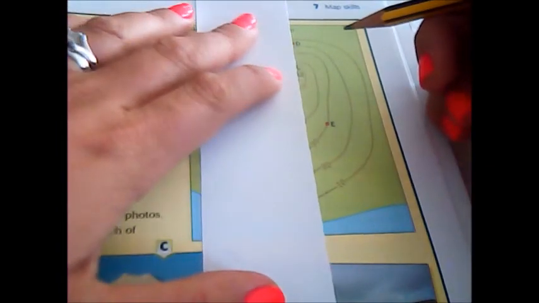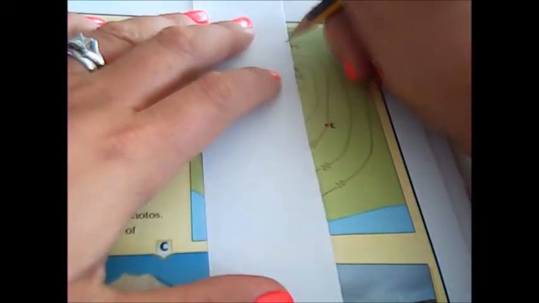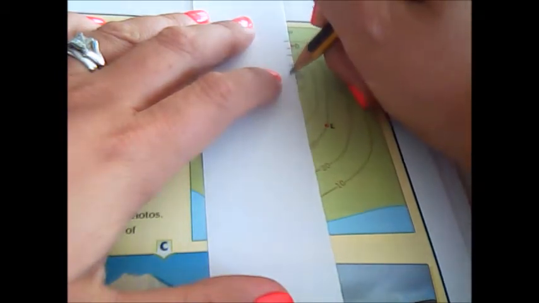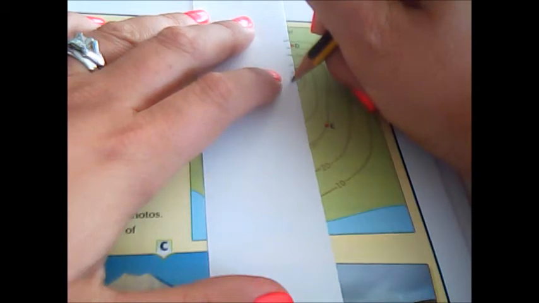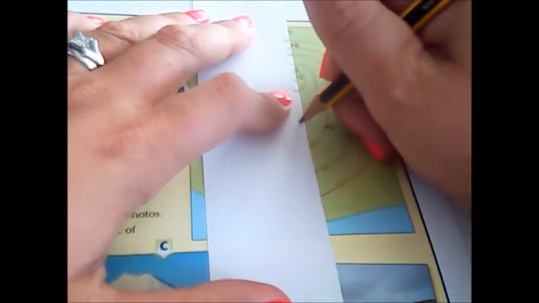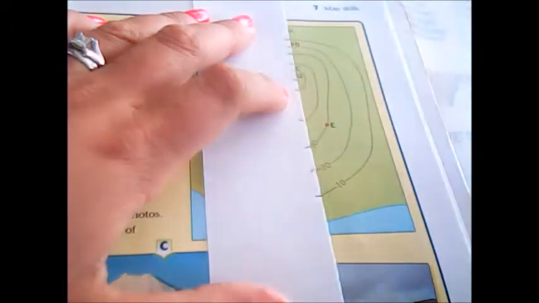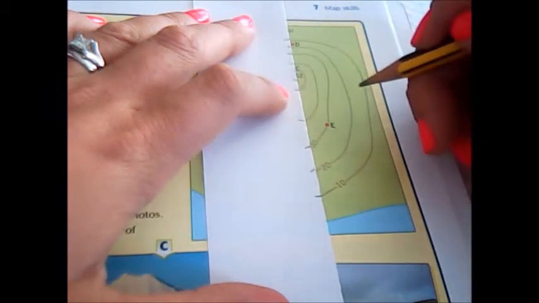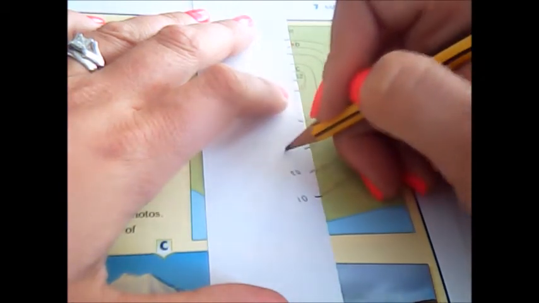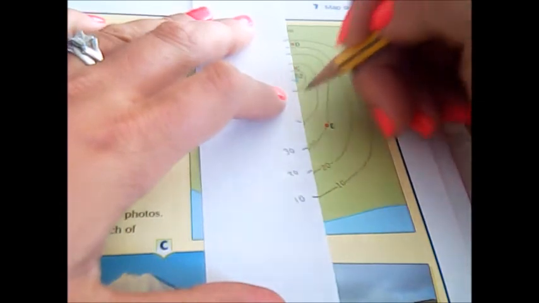So I'm going to start up here, and I'm going to mark each contour line. I'm also going to mark the point where the triangulation pillar is. Now on this map, as it's slightly sideways, I'm going to write in the number in meters above sea level at each point. Sometimes you might have to move the paper to see that.